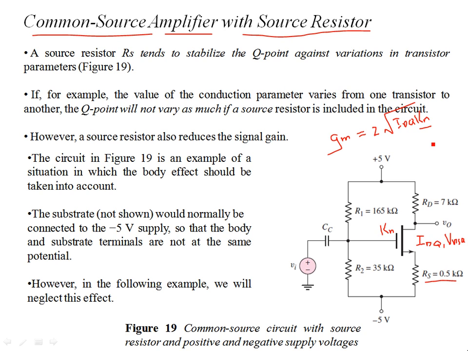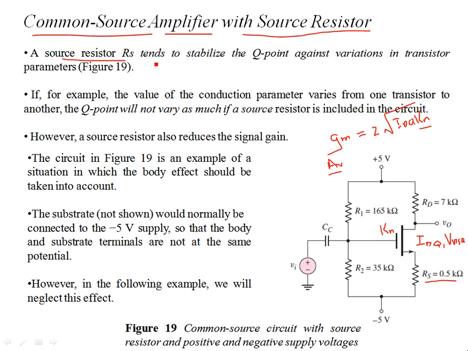So RS tends to stabilize the small signal transconductance gain and the voltage gain Av, which is also dependent on gm. You will see in the small signal model that it is gm RD. So with RS, even if your conduction parameter Kn varies by plus or minus 10%, the variation in gm, the transconductance gain, and the voltage gain is less than 2%. So RS is there to stabilize the Q point and also the voltage gain parameters of the MOSFET amplifier.